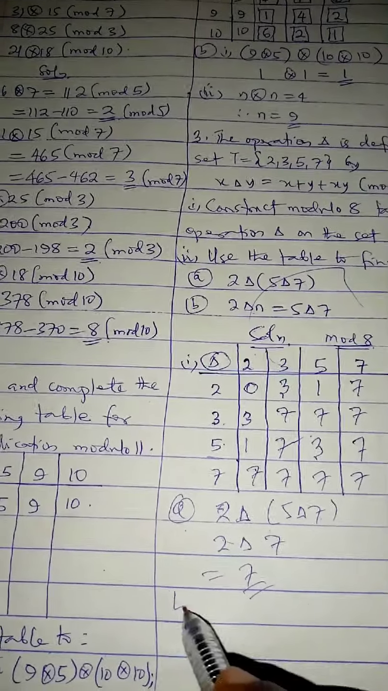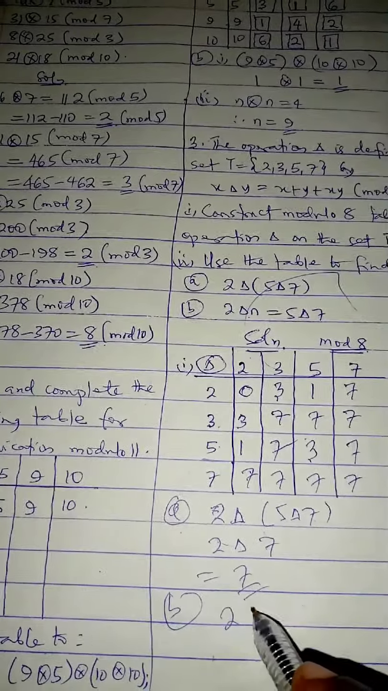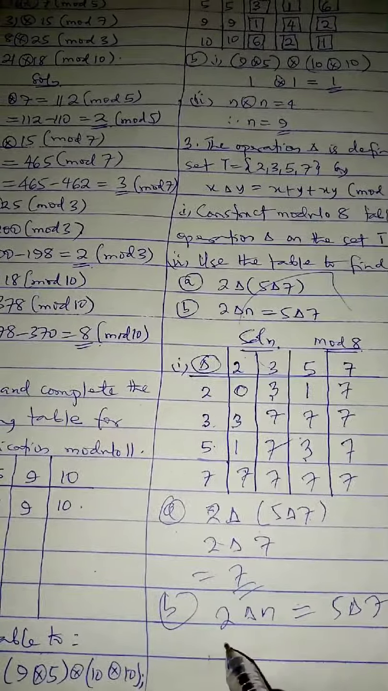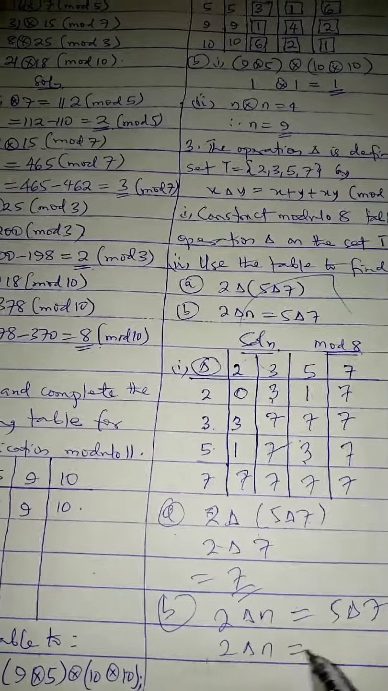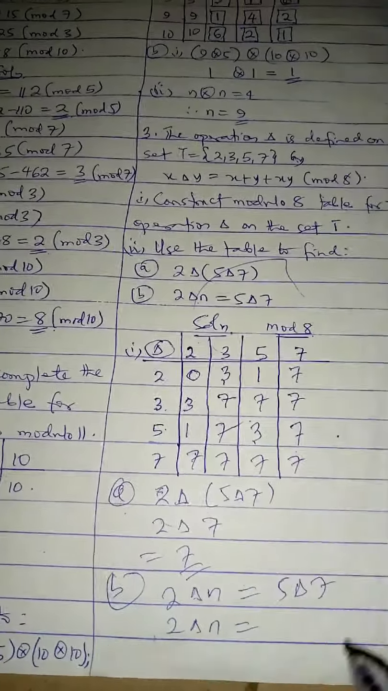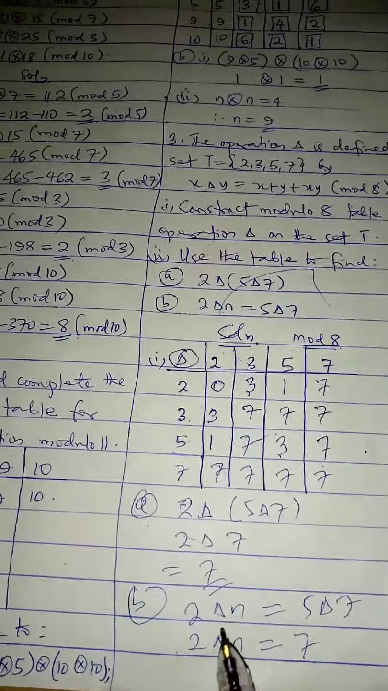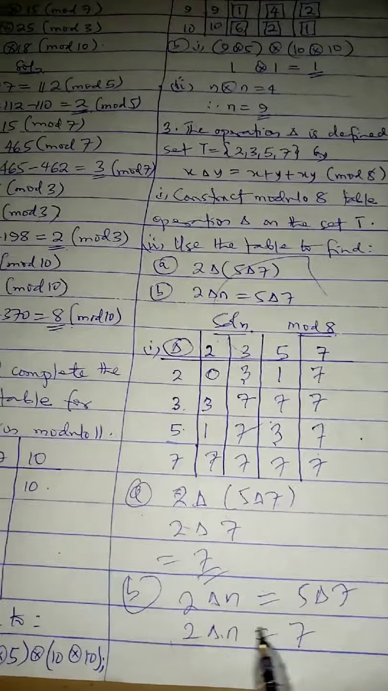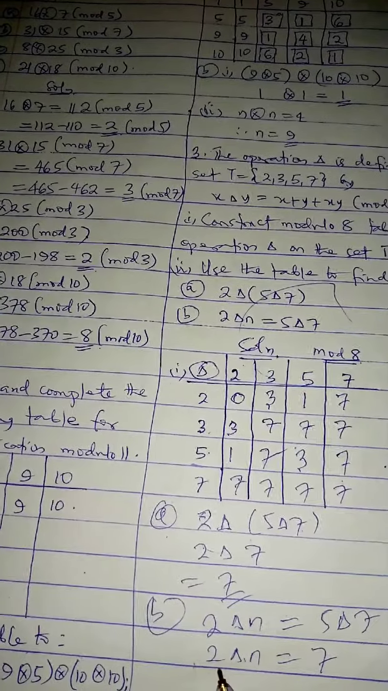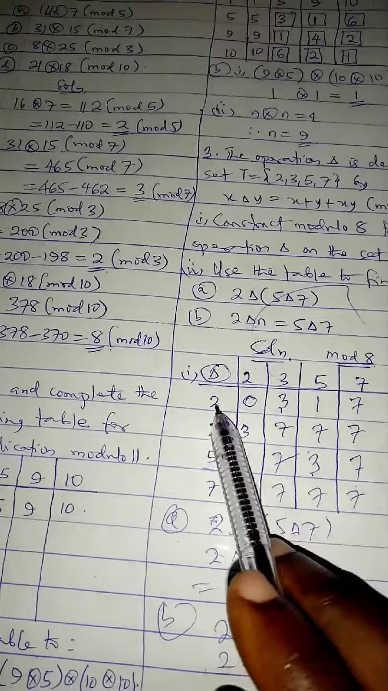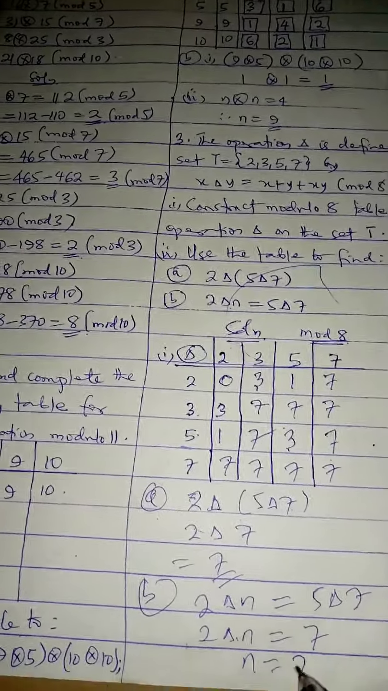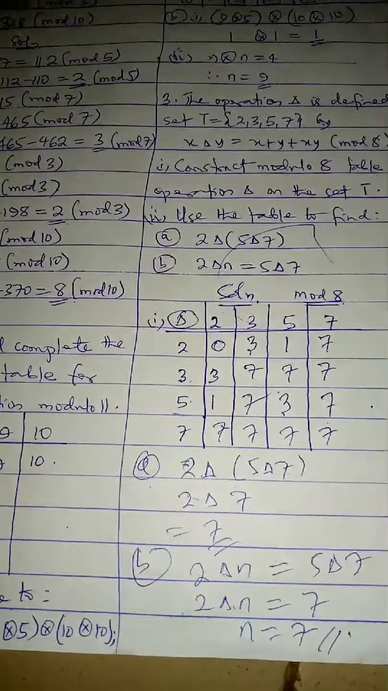That's all. For b, 2 triangle n is 5 triangle 7. 5 triangle 7 from the table is 7. And that number you combine with 2 to have 7 is 7 also. Therefore, n is 7. And this is how you work on it.